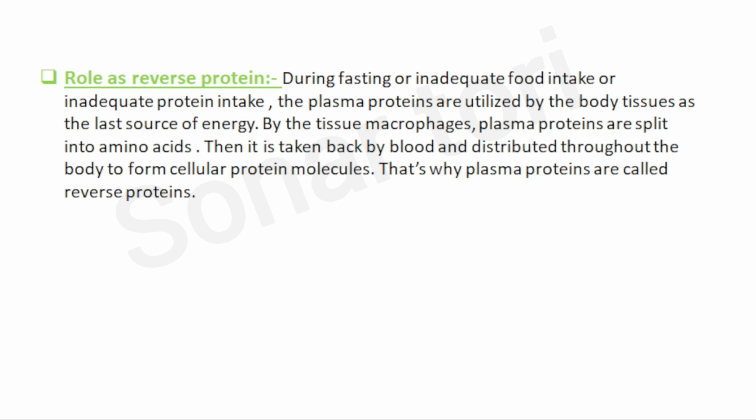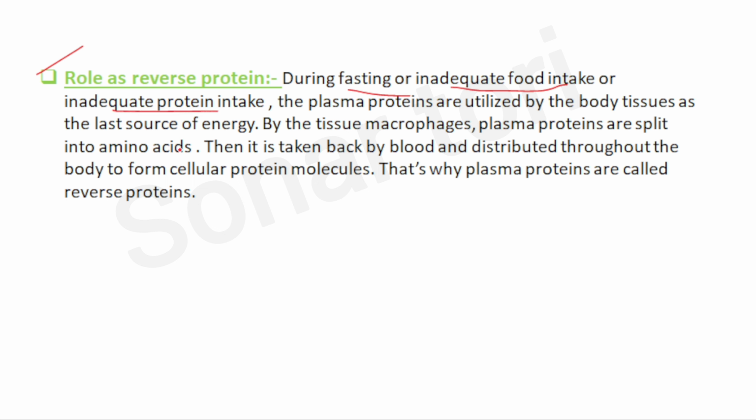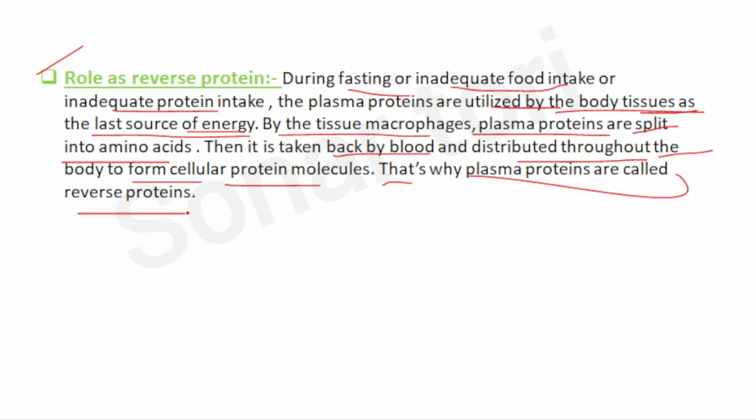Then the last function of plasma protein is the role as a reserve protein. During fasting or inadequate food intake or inadequate protein intake, the plasma proteins are utilized by the body tissue as the last source of energy. It is the most important point, please remember that. By the tissue macrophages, plasma proteins are split into amino acids, which are then taken back by the blood and distributed throughout the body to form cellular protein molecules. That's why plasma proteins are called reserve proteins.